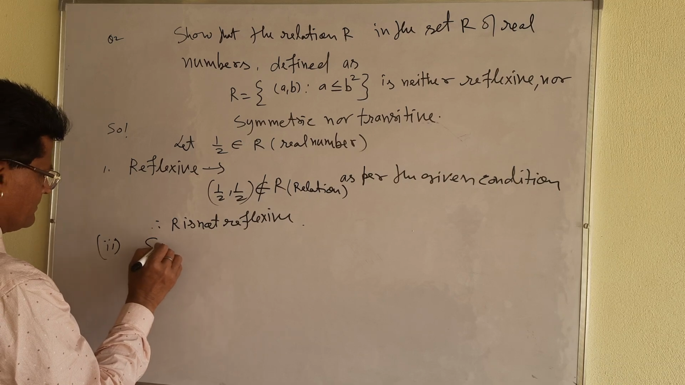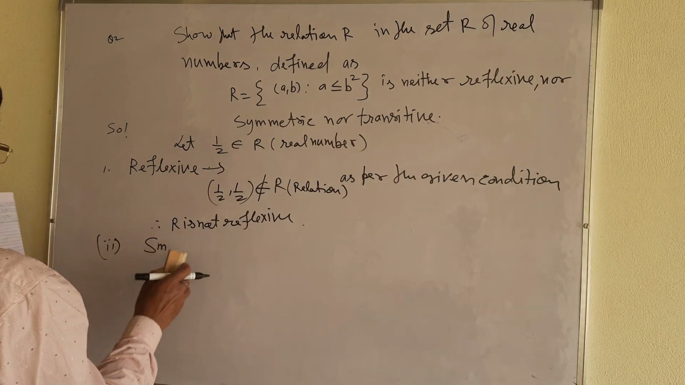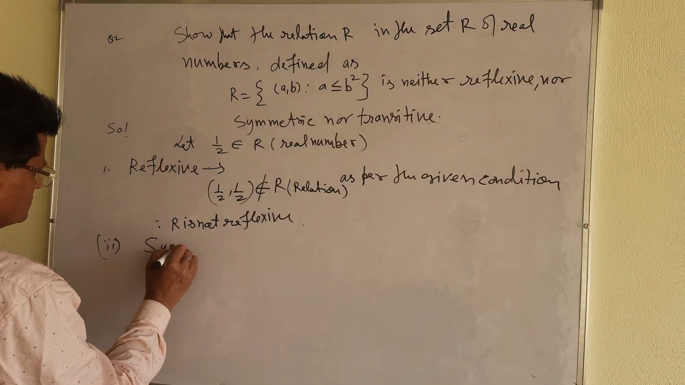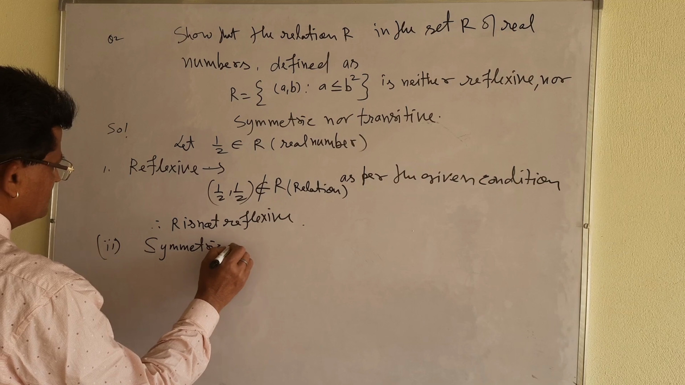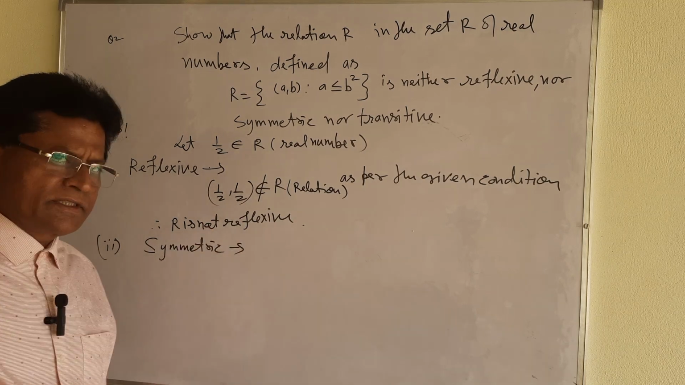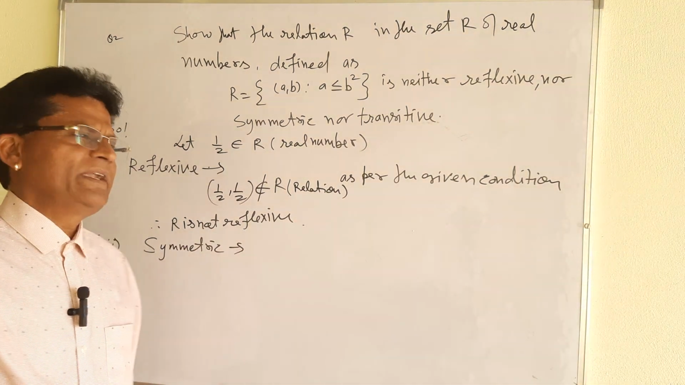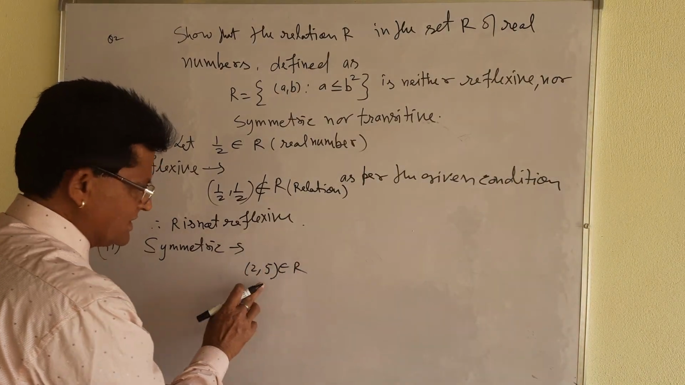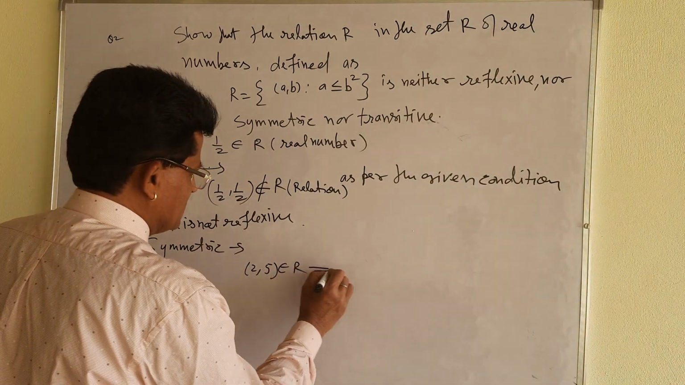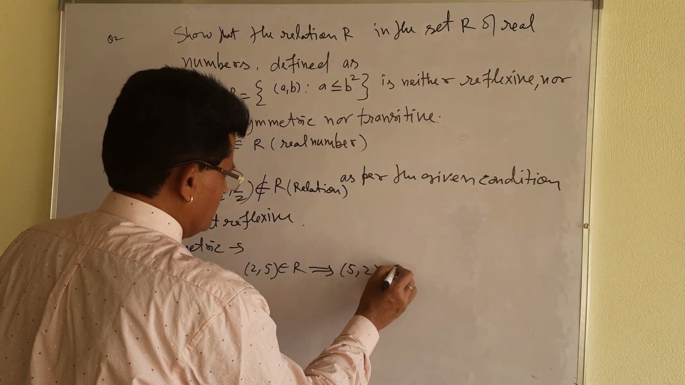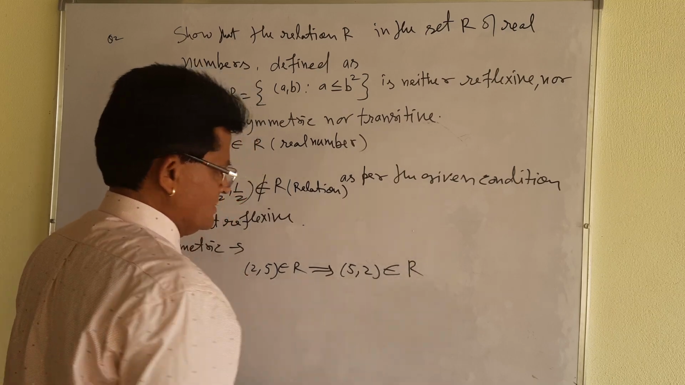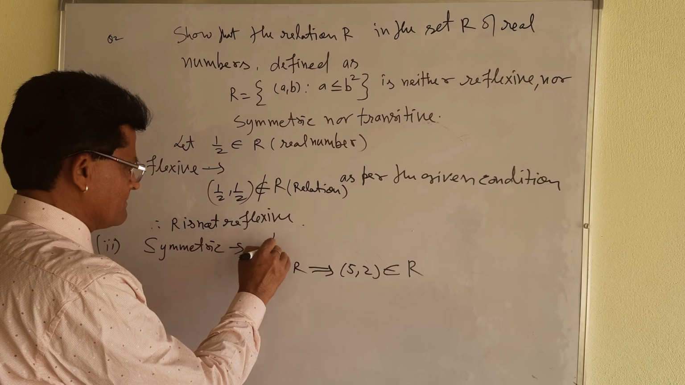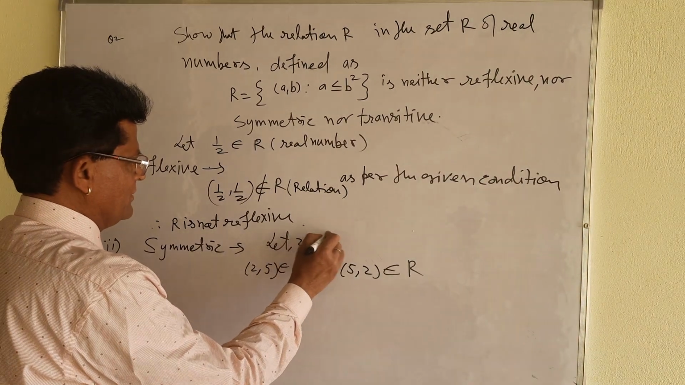Symmetric. Let me take the symmetric condition, symmetric relation. Same thing, a similar kind of thing. Let me suppose 2, 5 belongs to R. R means relation because it is an ordered pair. Is it true that 5, 2 will belong to R? I have assumed it. Let 2, 5 belong to R.